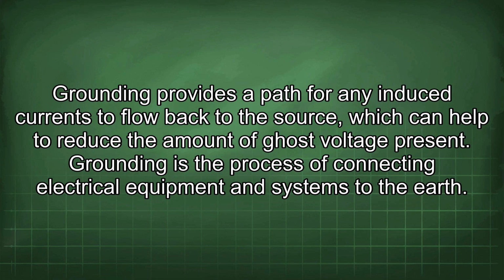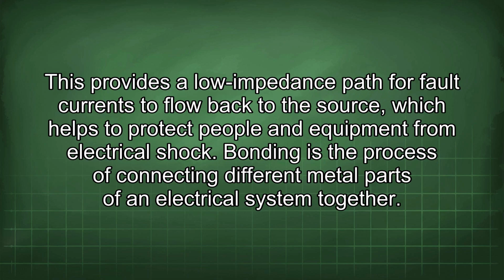Grounding provides a path for any induced currents to flow back to the source, which can help to reduce the amount of ghost voltage present. Grounding is the process of connecting electrical equipment and systems to the earth. This provides a low impedance path for fault currents to flow back to the source, which helps to protect people and equipment from electrical shock.